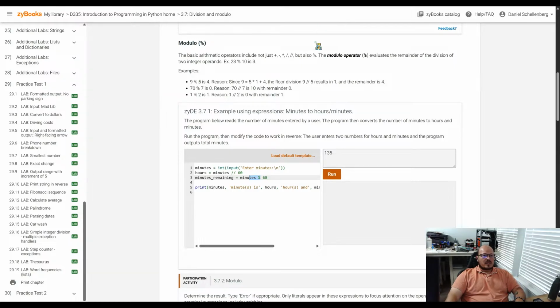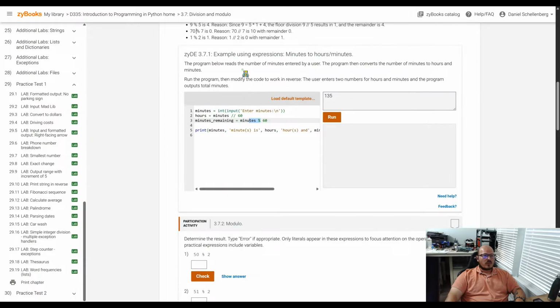The basic arithmetic. Oh, I already read this, right? Okay. Example: the program below reads the number of minutes entered by a user right here. The program then converts the number of minutes to hours and minutes remaining. Run the program, then modify the code to work in reverse. The user enters two numbers for hours and minutes, and the program outputs the total minutes.